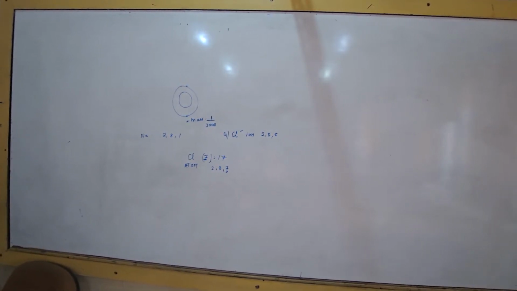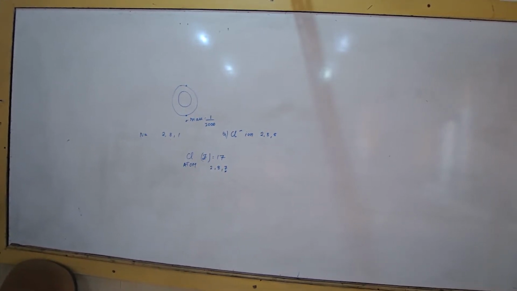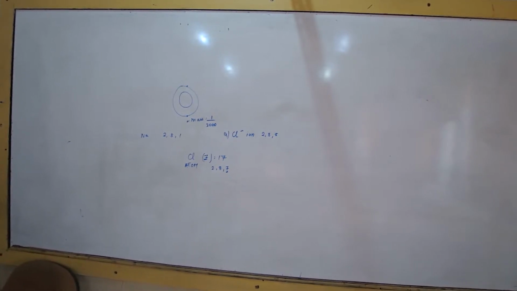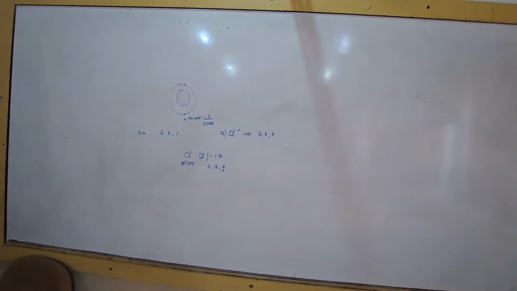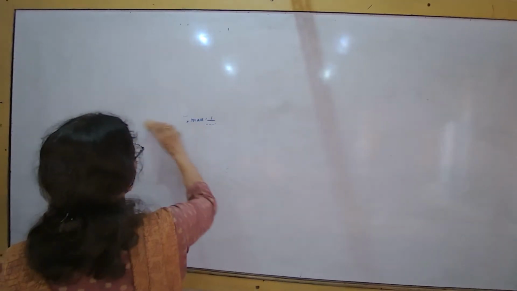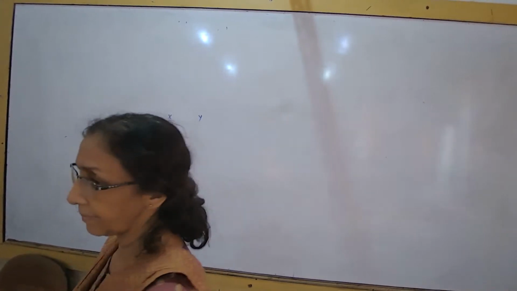Then come to question number 13. Did you put a tick mark for all that? Okay, put a tick mark, that means you're completed. Okay, 13. Composition of the nuclei of two atomic species, X and Y. Let us say something is X and something is Y, and they're given protons and neutrons.